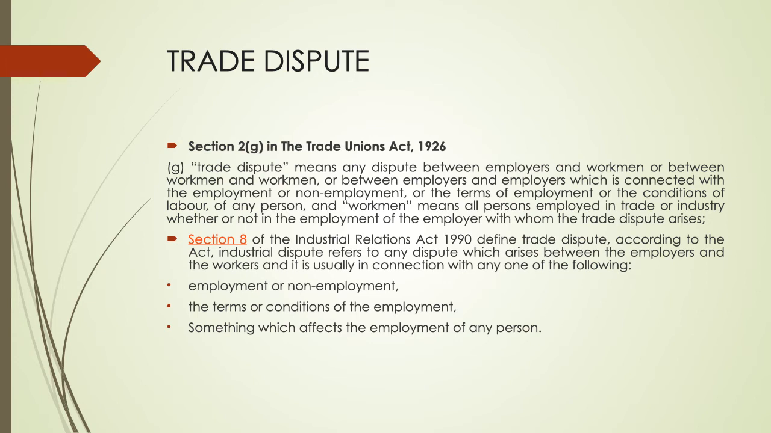Now, Section 2, Clause G in the Trade Unions Act 1926 defines trade dispute. This means any dispute that arises between the employers and the workmen, or between the workmen and the workmen, or between the employers and the employers, which is connected with the employment or non-employment, or the terms of employment, or the conditions of labor, of any person, and workmen means all persons who are employed in a trade or industry, whether or not in the employment of the employer with whom the trade dispute arises.